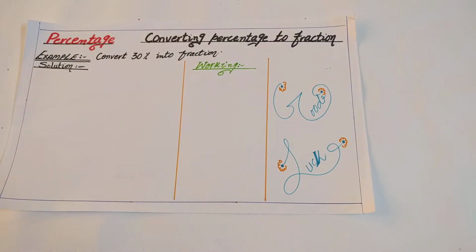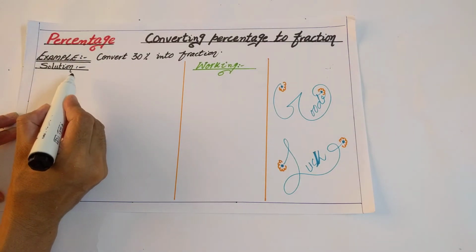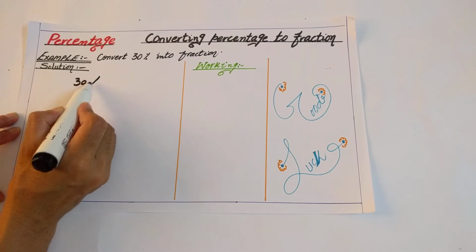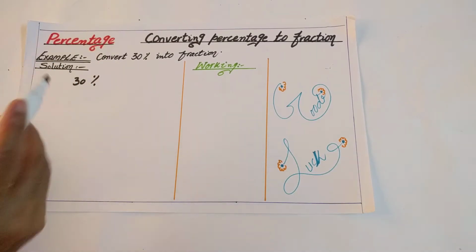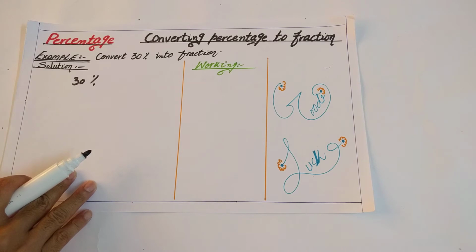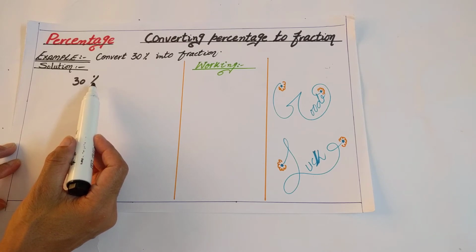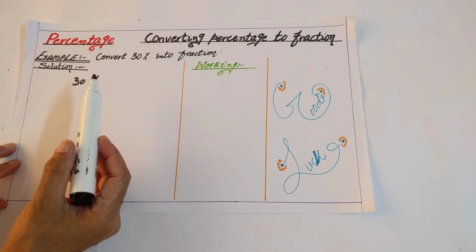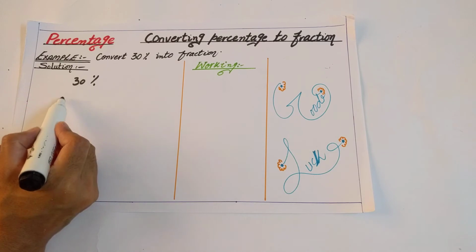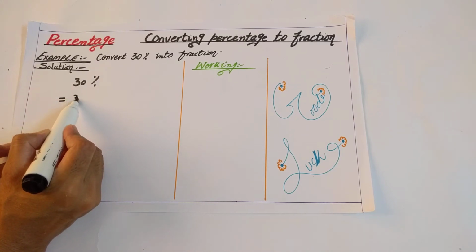Our given number is 30%. According to the steps, firstly we will check the number given along with the percentage. What number is given? The number is 30.